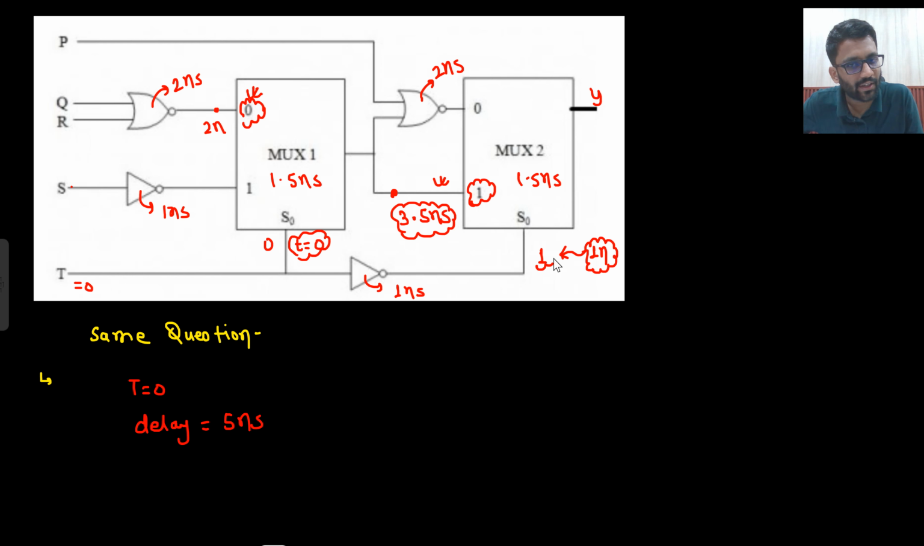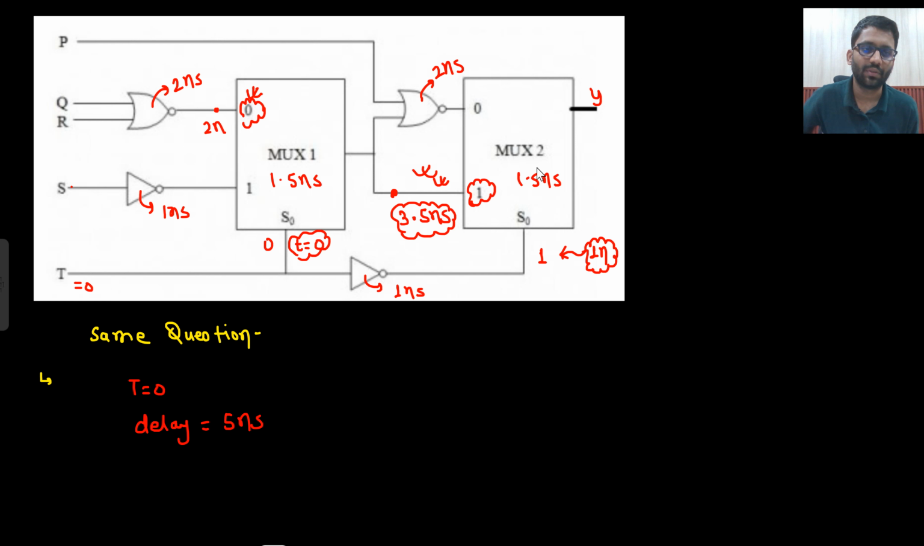This input is stable at 1 nanosecond, right? So from 1 nanosecond, it is waiting for this input to become stable. This guy is standing there and he is waiting. Just as it becomes stable, my MUX will have the capability of giving the output. So it becomes stable after 3.5 nanosecond. Now the MUX has the capability of giving the output, so it will take 1.5 nanosecond more. So 3.5 nano plus 1.5, 5 nanosecond is the total delay.